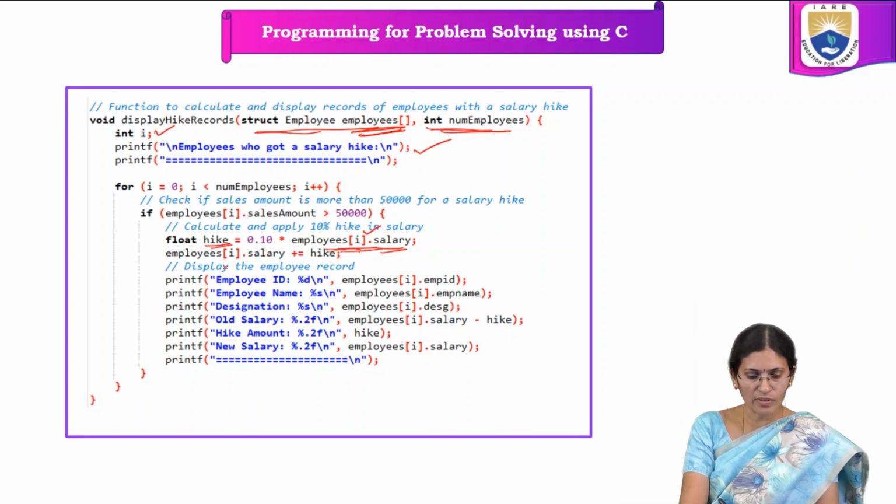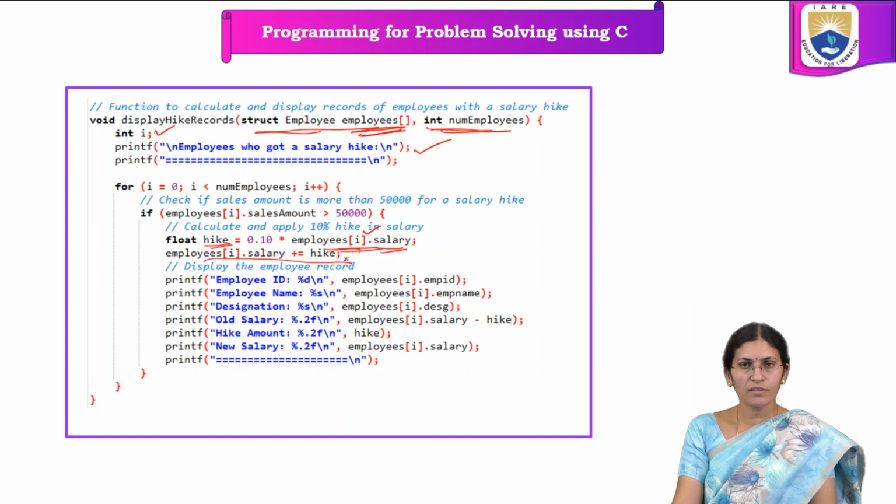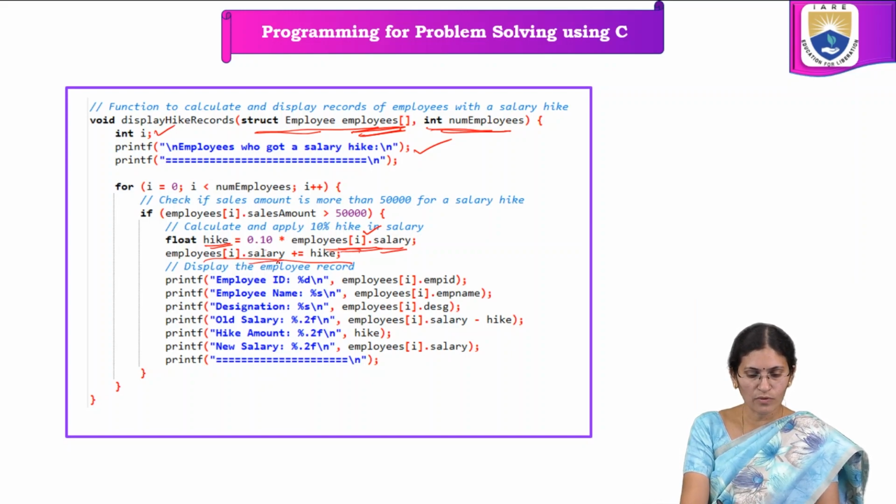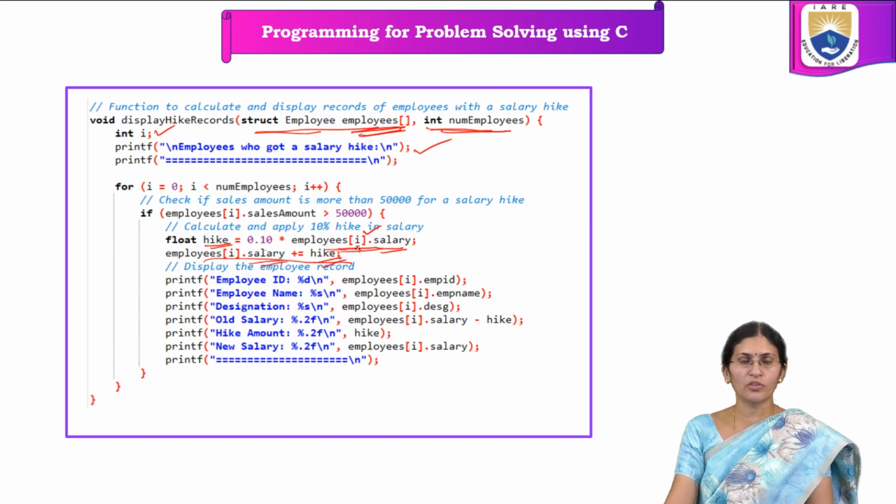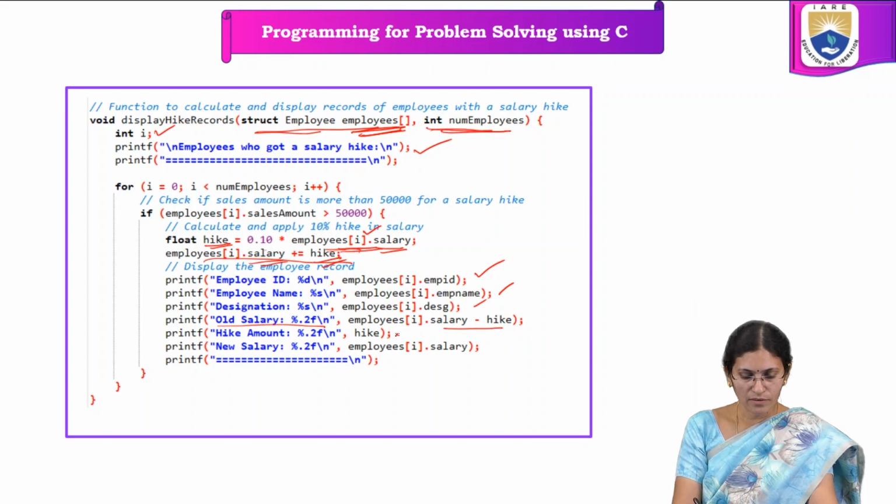After that, the new salary is calculated in this way. The new salary value will be the old salary plus the hike which he or she is getting. After that, the corresponding information is printed here: the employee ID, name, designation and then salary. This is the old salary, which is without the hike, then the hike amount which he or she is getting, and then the new salary.